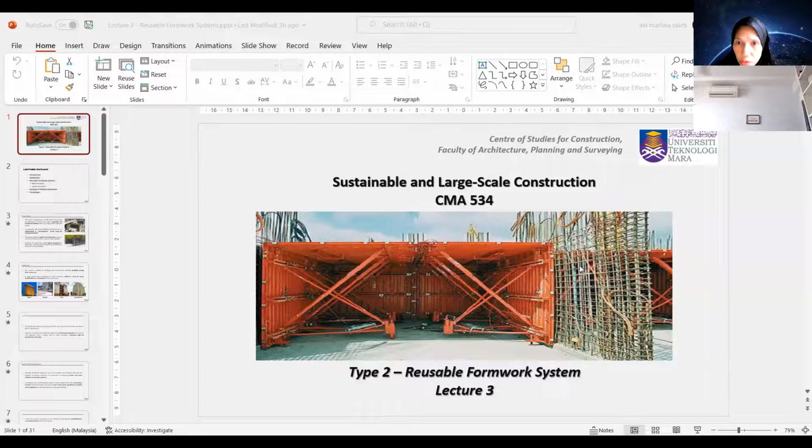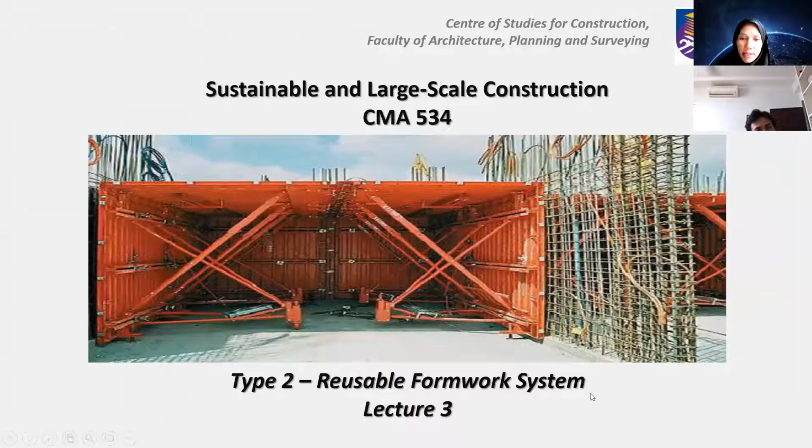So today we're going to look at the second type of IBS, which is the type 2 reusable formwork system. Basically we have done the type 1 precast concrete panel last week. So the second type is basically to form panels and also building components like beam and column.